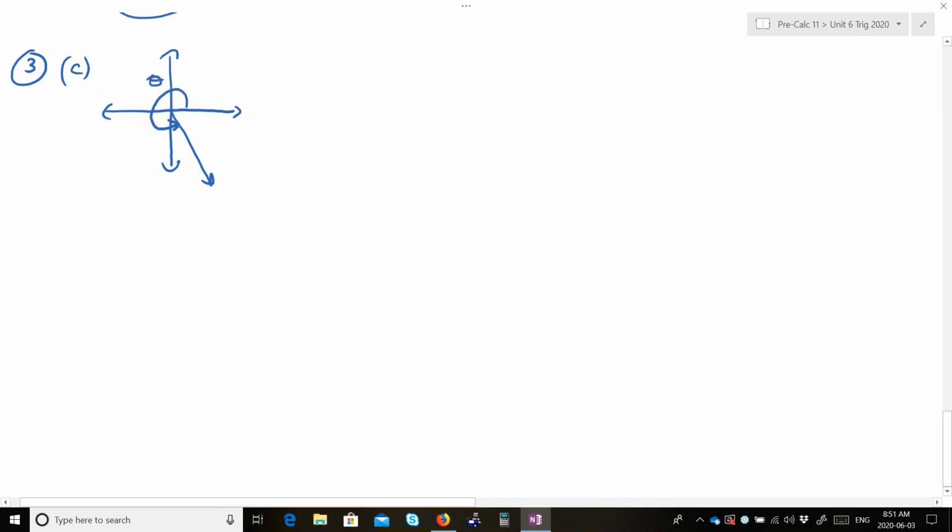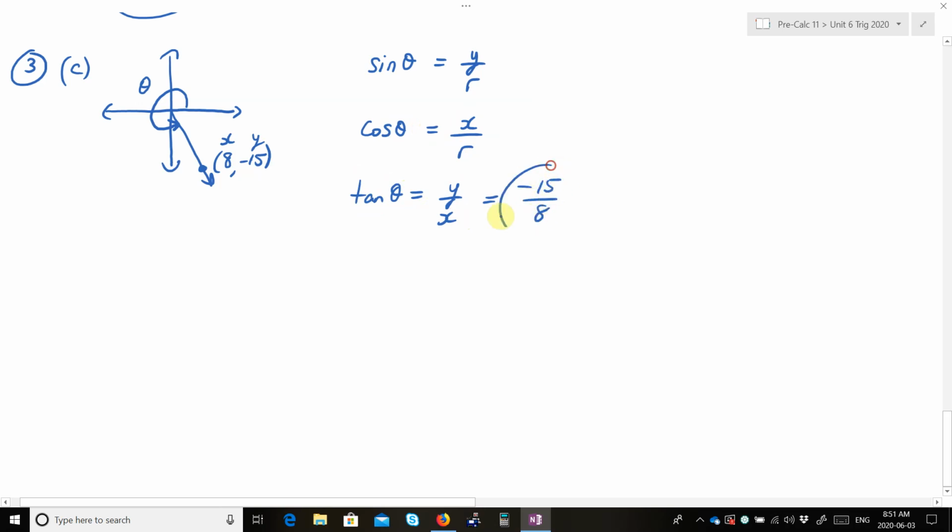We have this, there's angle theta, and we've got the point (8, -15). This is x and y. Sine theta is y over r, cos theta is x over r, and tan theta is y over x. We can actually do that one right away. That one's -15 over 8. We have to figure out r.